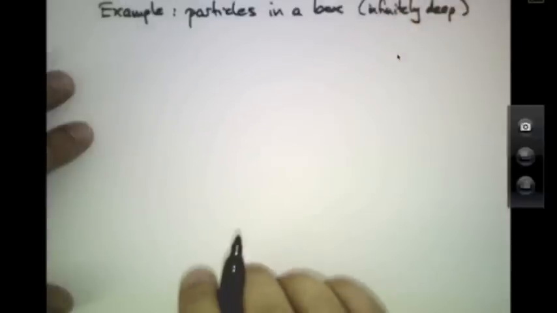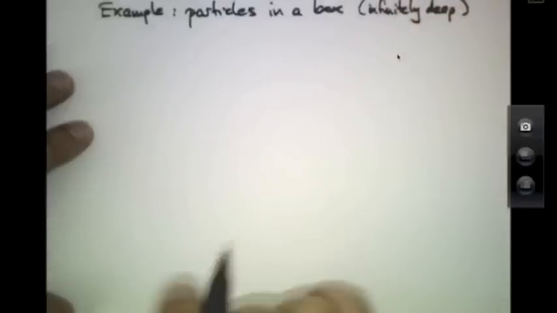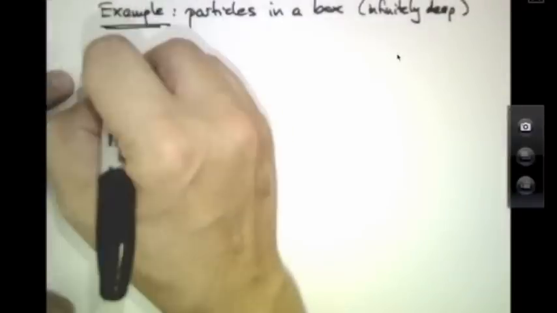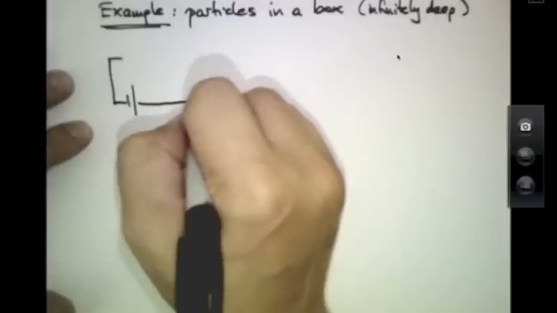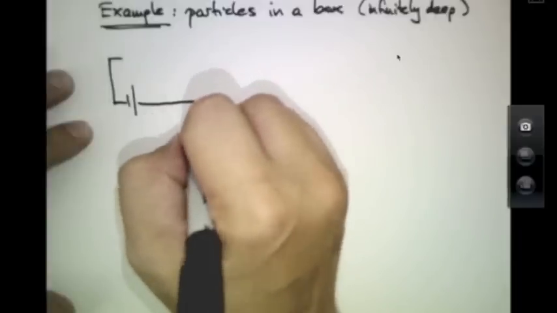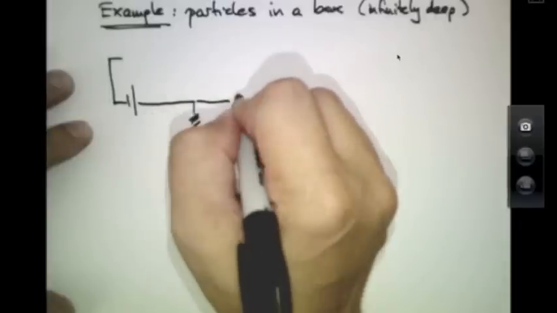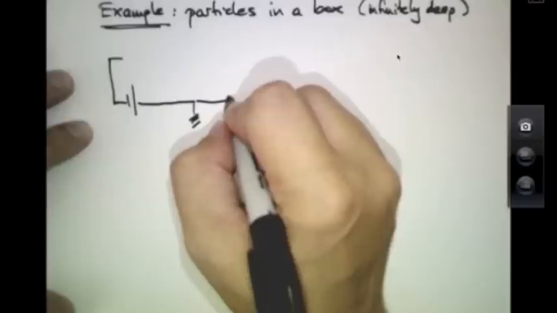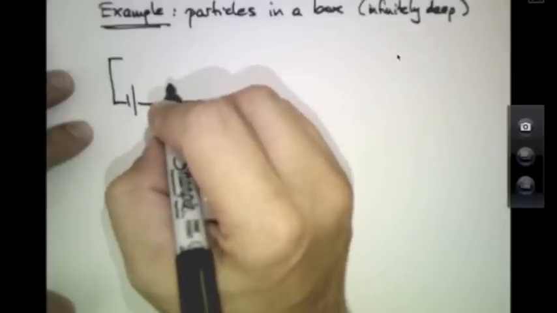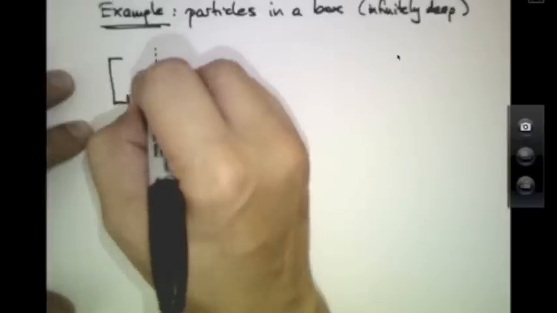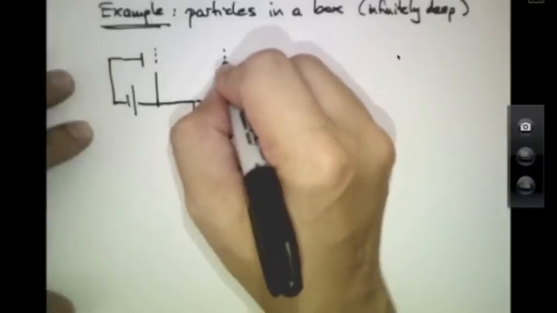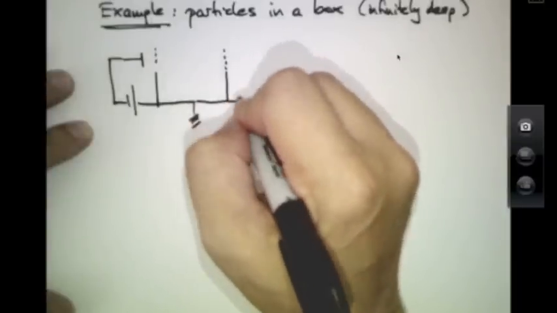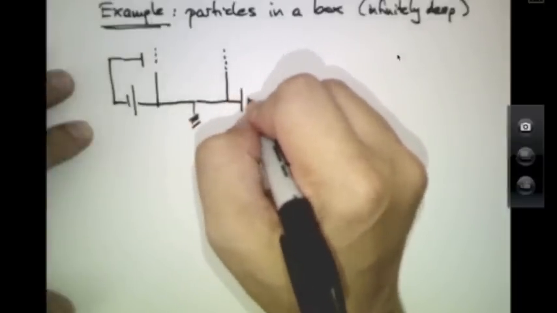So let's take a simple, easy example. This will be a thought experiment. Imagine I have the ability to put a voltage on a system that looks like so.